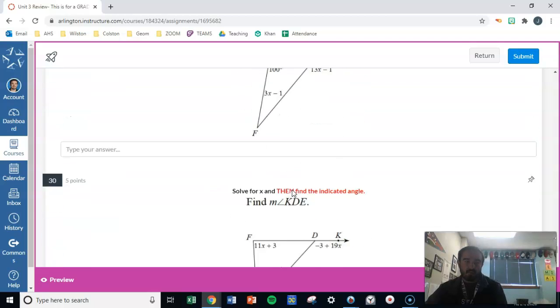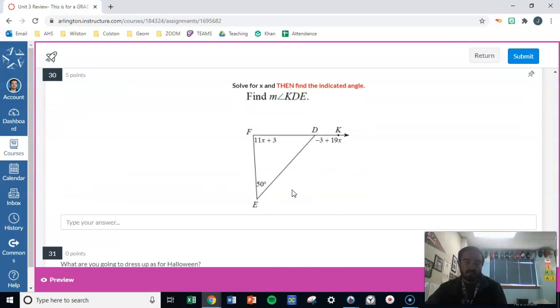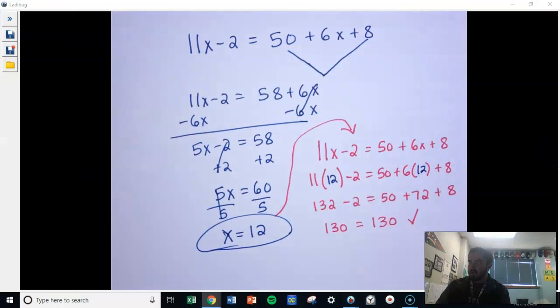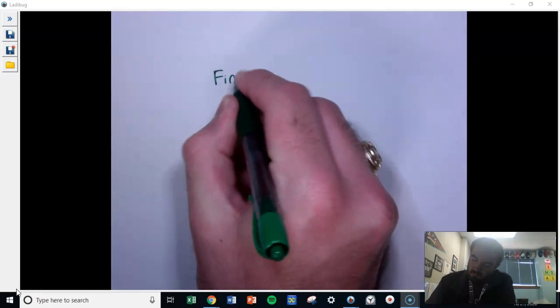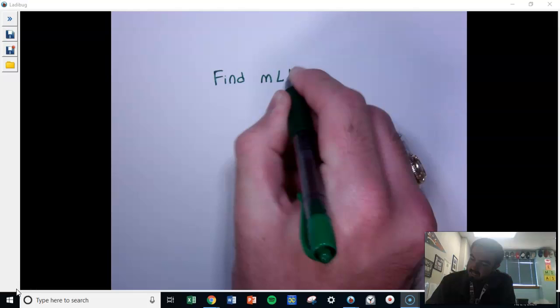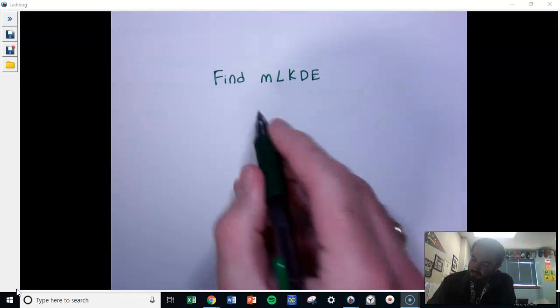Now, very last example, people. Very last example. The hardest thing on this whole test is going to be something like this. If we solve for x and then find the indicated angle. So let's talk about this problem. I'm going to write this out on my paper. We would find the measure of KDE. So this is what our picture would look like.